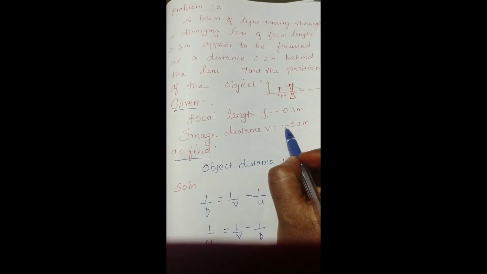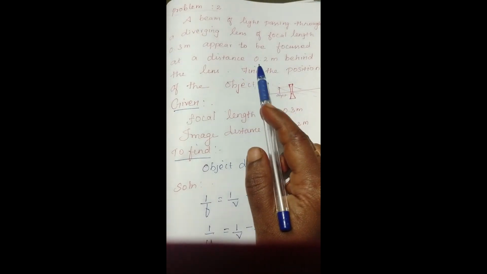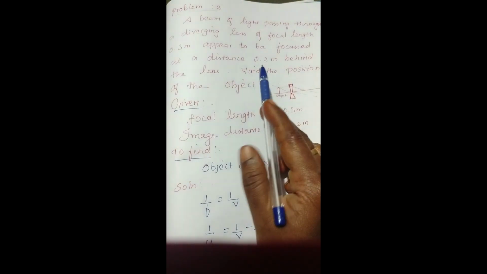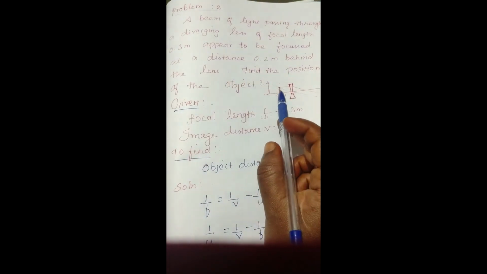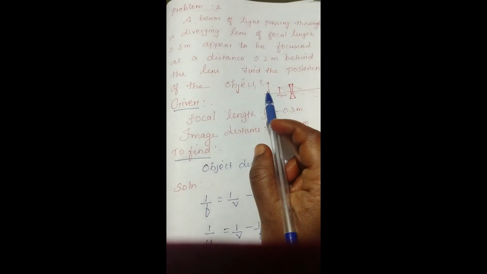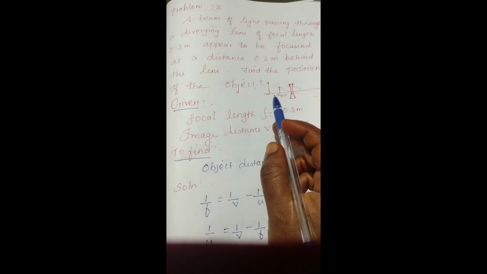Here, why are we writing this minus? Because the image is formed behind the lens, as given. So the image is formed behind the lens, which means the image is here only. Behind the lens, so we have to put the minus symbol.